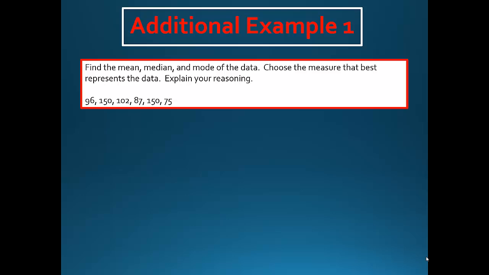So the first thing we're going to do is find the mean. To find the mean, we're going to add up all of our numbers. We have 96 plus 150 plus 102 plus 87 plus 150 plus 75. And then we're going to take that and divide it by how many numbers we have. We have 1, 2, 3, 4, 5, 6. So we'll divide that by 6.